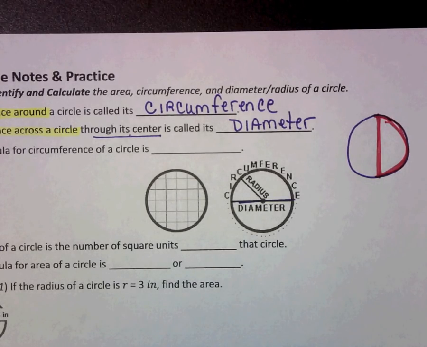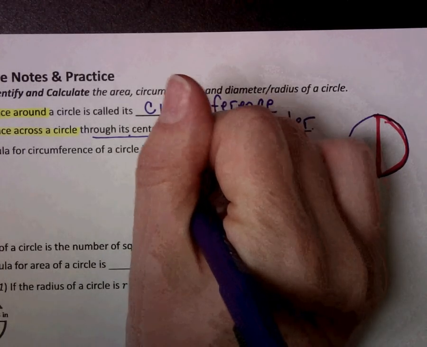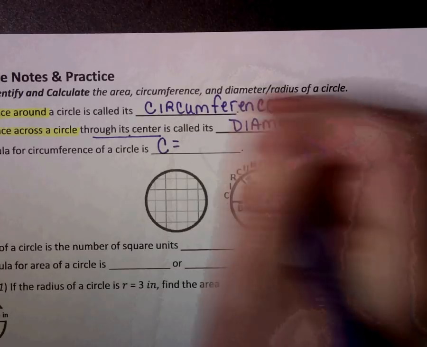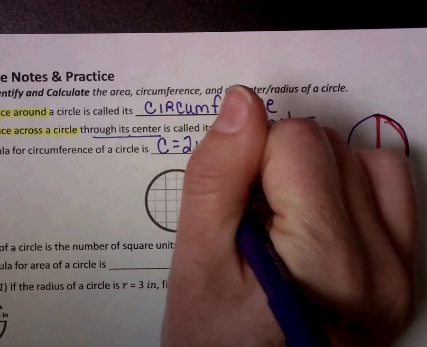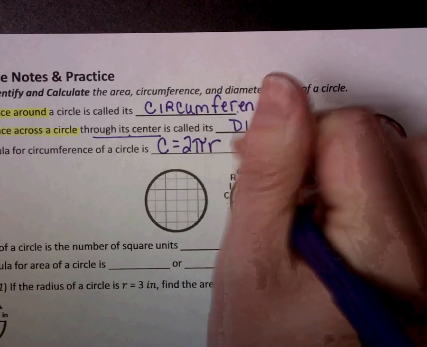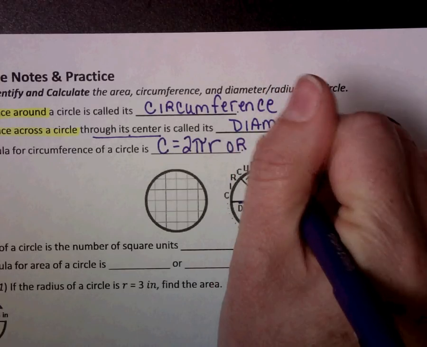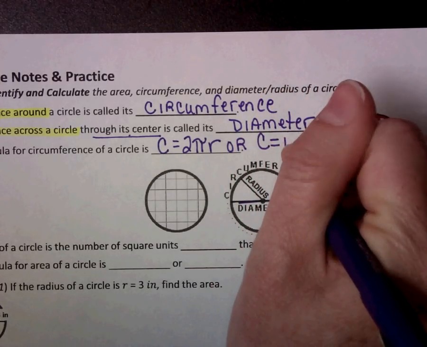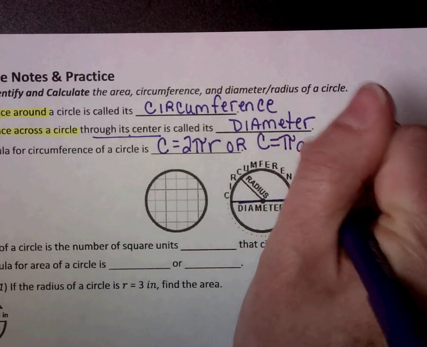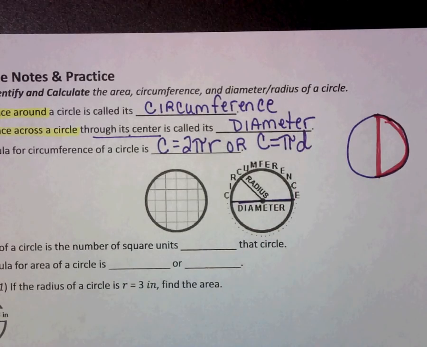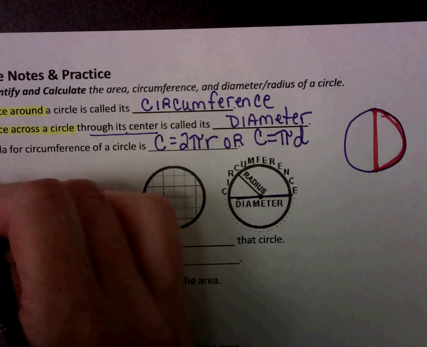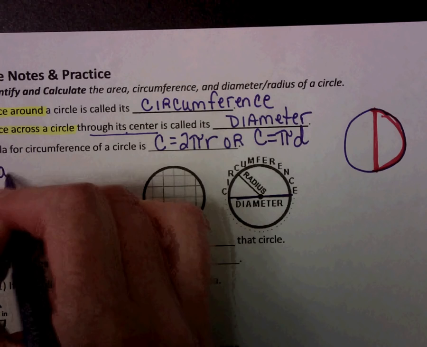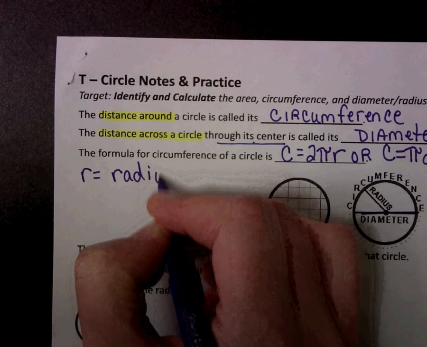And then the formula for the circumference of a circle is circumference equals 2 pi r, or you could see it as circumference equals pi times diameter. So let's talk about r for a second, because I don't see anything on these notes that says r. Remember, r stands for the radius.